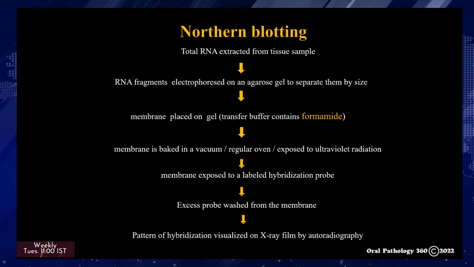A nylon membrane with a positive charge is the most effective for use in northern blotting since the negatively charged nucleic acids have a high affinity for them. The transfer buffer used for the blotting usually contains formamide because it lowers the annealing temperature of the probe RNA interaction, preventing RNA degradation by high temperatures. Once the RNA has been transferred to a membrane, it is visualized on an X-ray film by autoradiography.